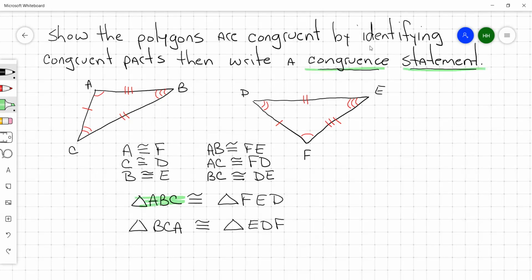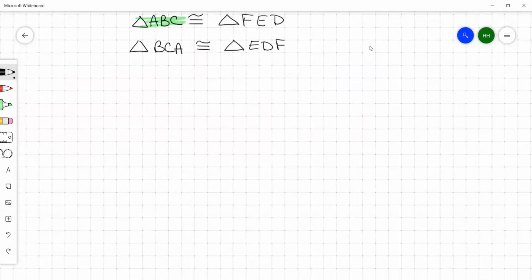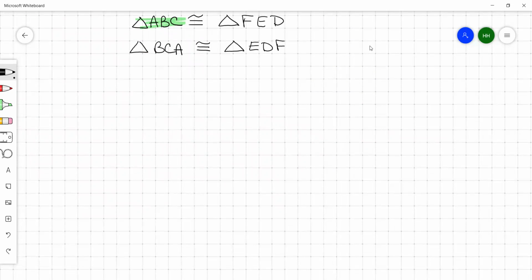In the second part of your assignment, you're going to be told that the triangles are congruent, and then you're going to have to find some missing parts based on the congruence statement. So if you're told, this is the given: given that triangle ABC is congruent to triangle DFE, find the values of x and y.